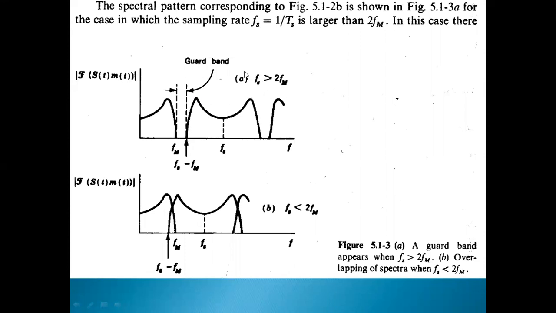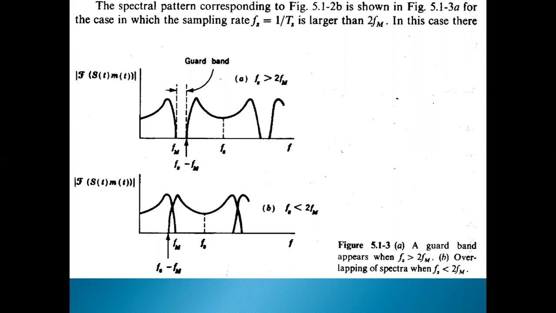So this is nothing but the sampling theorem. What is the sampling theorem? Fs greater than 2FM. Fs is the sampling frequency, that is 1 by Ts, where Ts is the sampling time. So Fs greater than 2FM is the sampling theorem. When Fs is greater than 2FM, there should be a guard band provided between the samples.